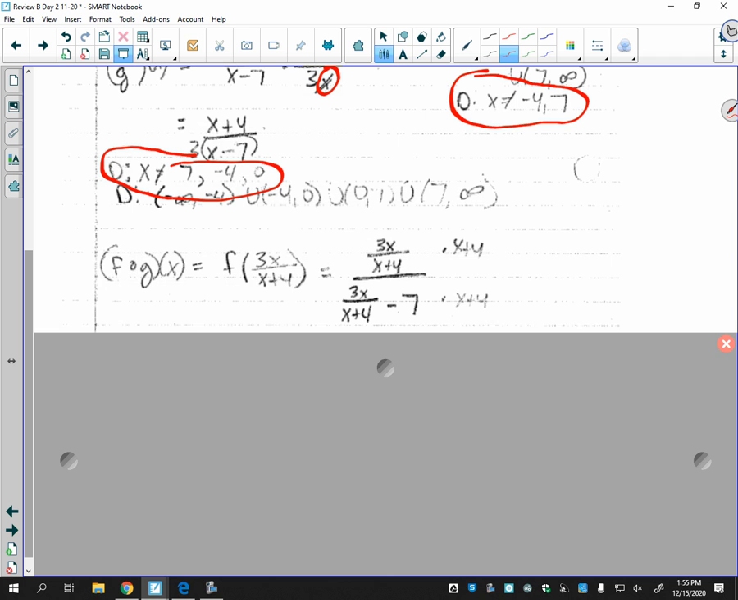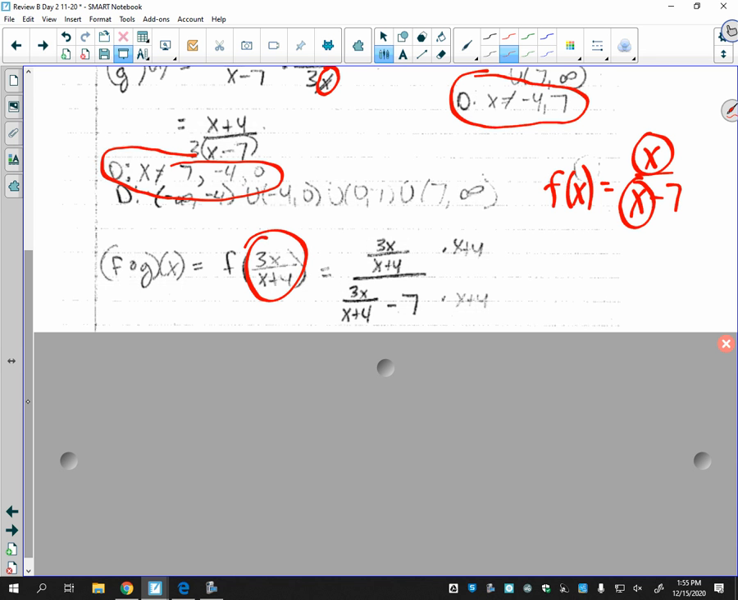So this is your first step, right? F of x was x over x minus 7. I have to take what g is and replace each x with that whole quantity, that whole fraction. And you get a crazy looking fraction like this: 3x over x plus 4, over 3x over x plus 4, minus 7.